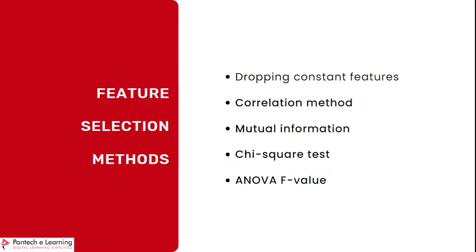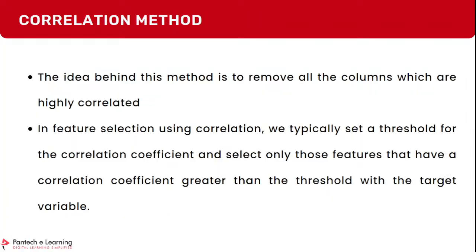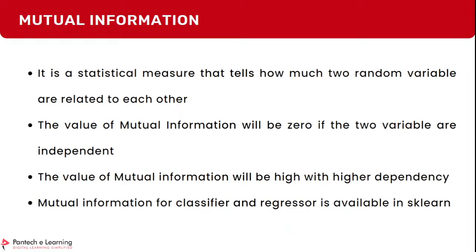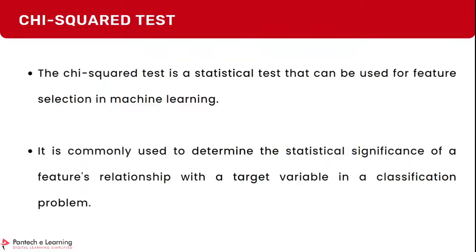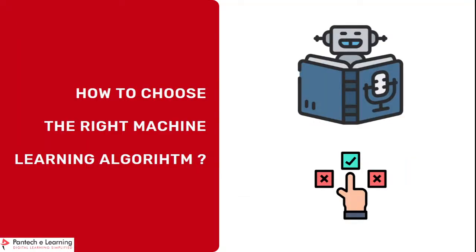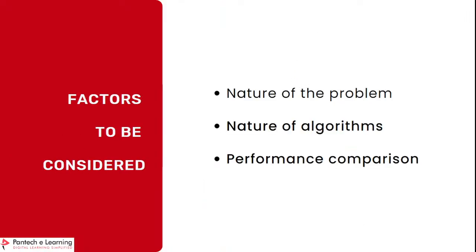You have options like dropping constant features, correlation method, mutual information, chi-square test, and ANOVA F-value test. These are some of the things you can obtain from the sklearn library. It's a library for machine learning, and it has a lot of statistical tools to find how your features are related to your target. Once you've done all these things, it's time for you to choose the machine learning algorithm.